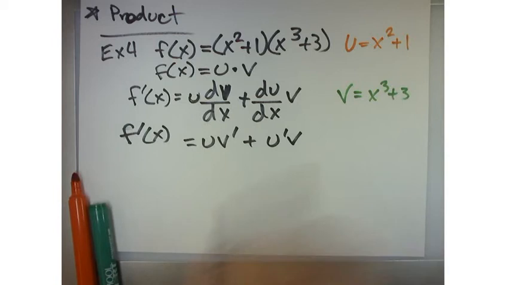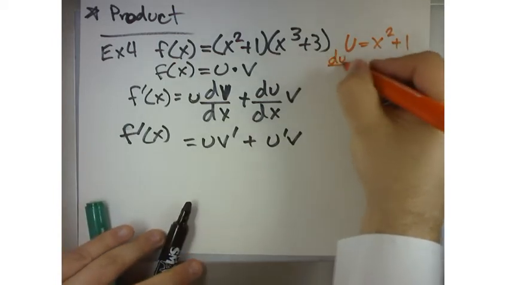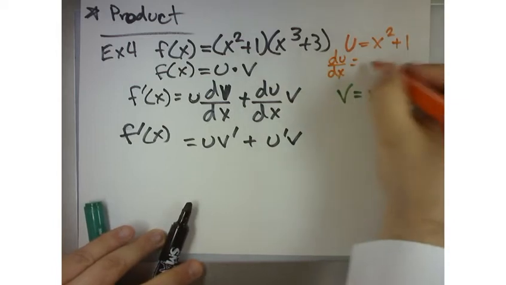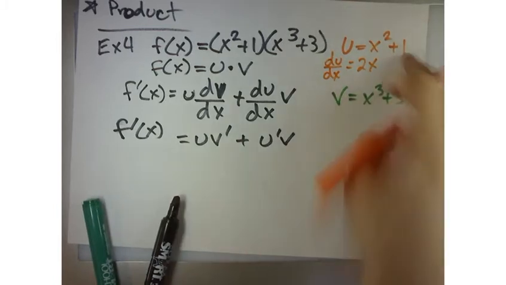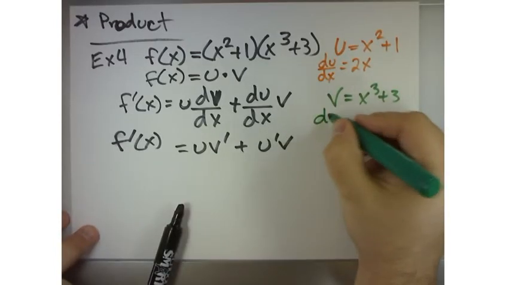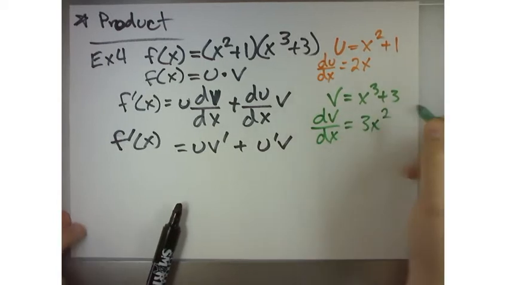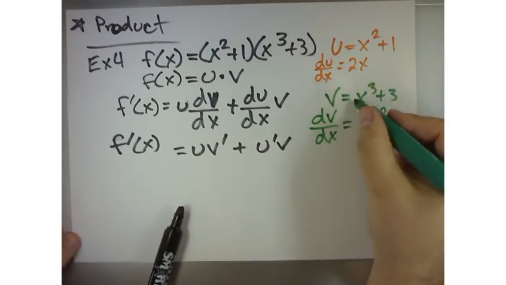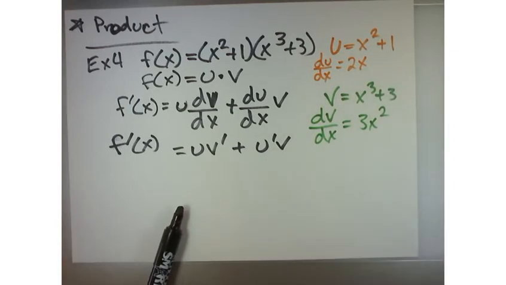Well, what's u prime? Well, u prime, or the derivative of u with respect to x, if I use the power rule, is 2x. Isn't it? Because the derivative of 1 is 0, because whenever we take the derivative of a constant, it's 0. And then the same thing here, the derivative of v with respect to x is just going to be 3x squared by using the power rule, right? Toss the 3 to the front, subtract 1, I get 3x squared. The derivative of 3 is 0, and that's it.